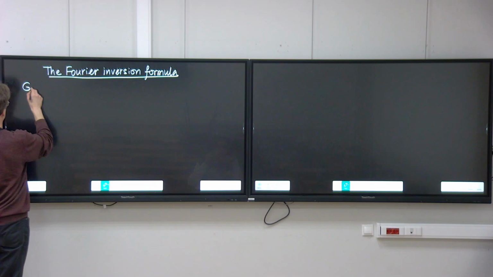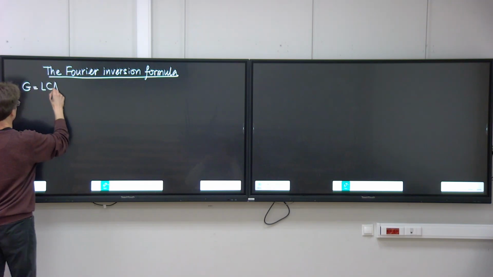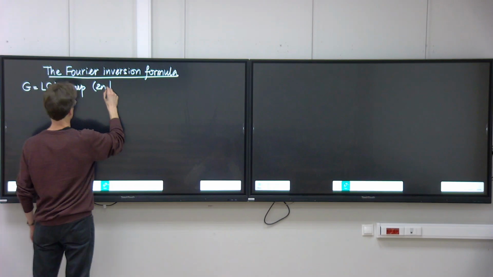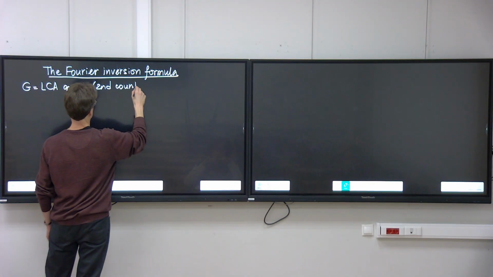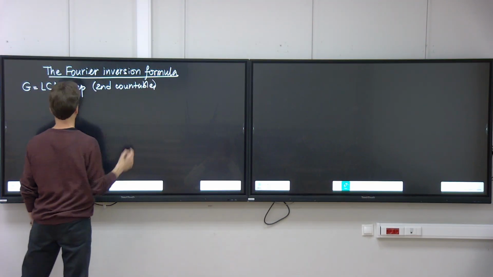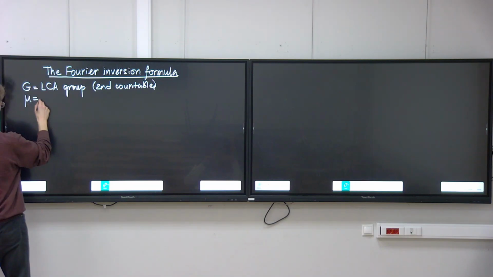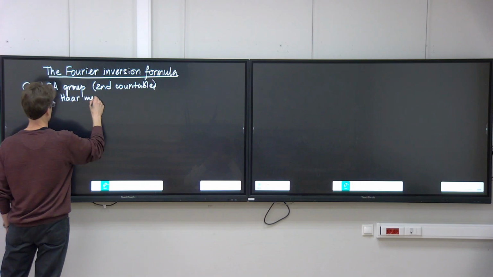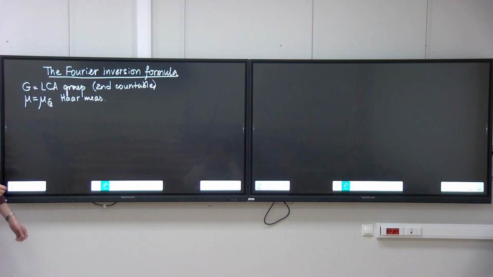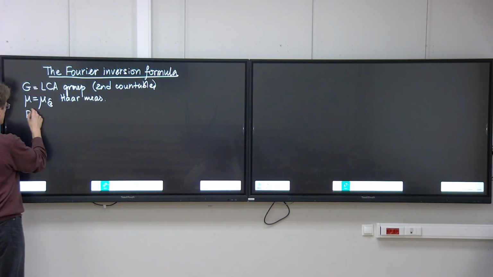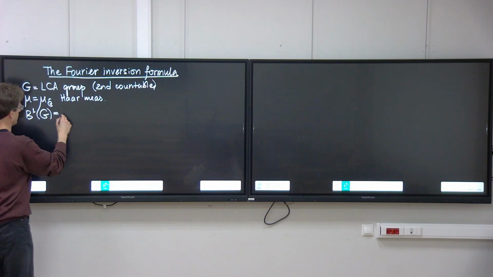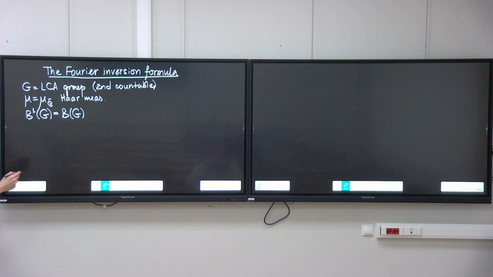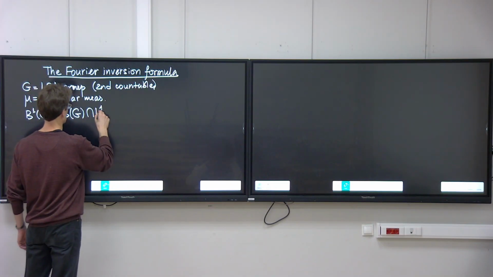As usual, we have a locally compact abelian group G. And as usual, we assume that it is second countable. We equip it with a Haar measure, mu G. And we denote by B1 of G the intersection of the Fourier-Stieltjes algebra of G, B of G, and L1 of G.